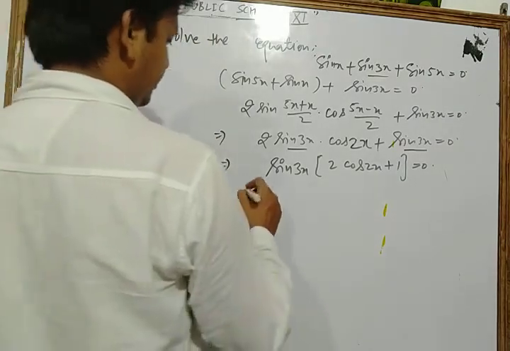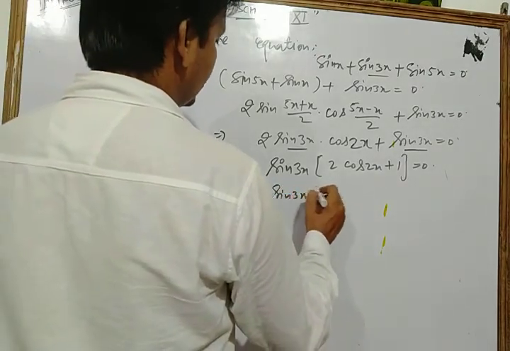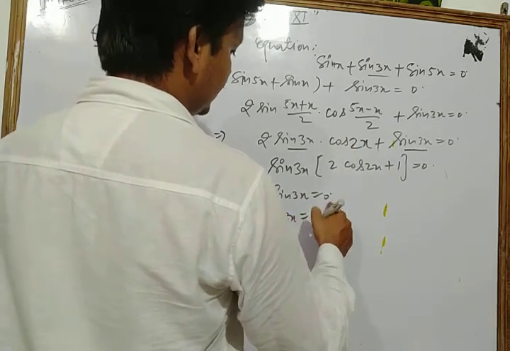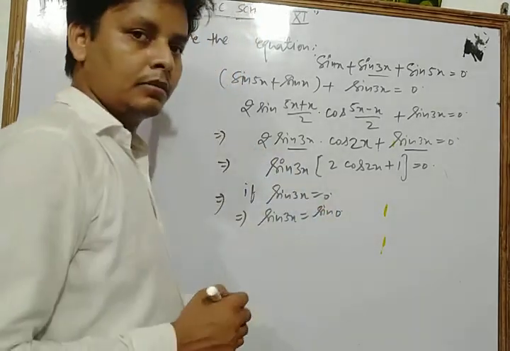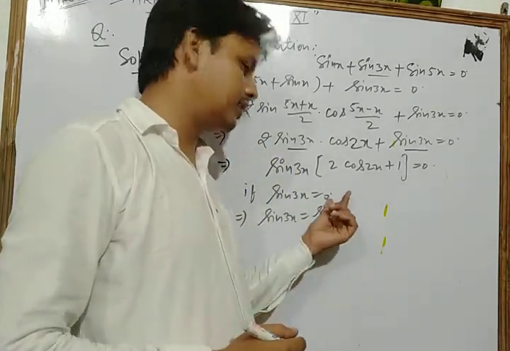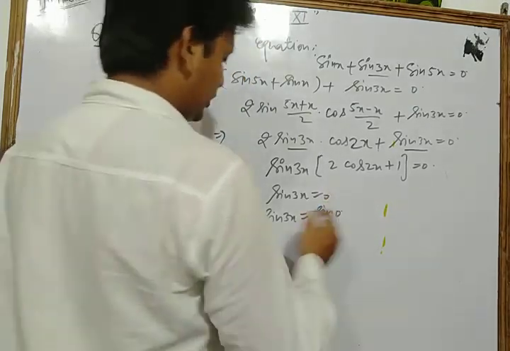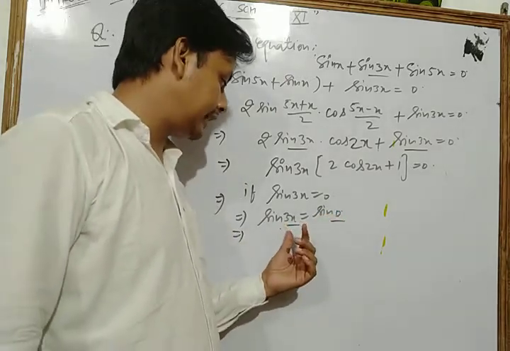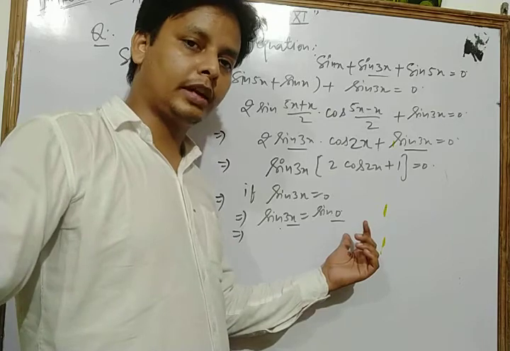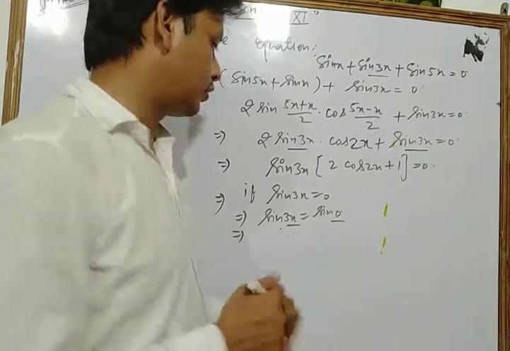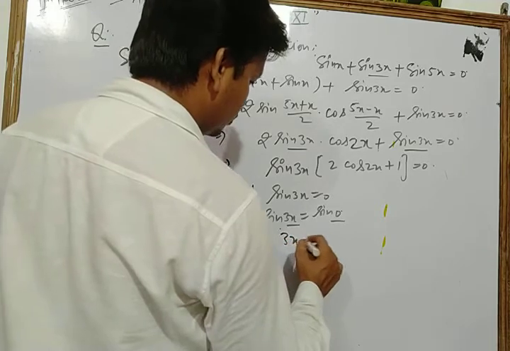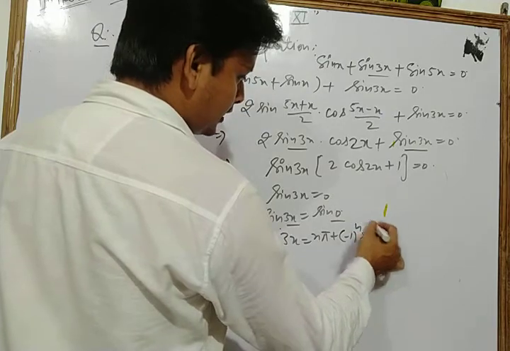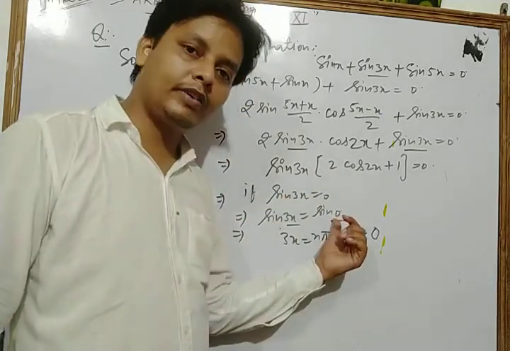Now if sin 3x is equal to 0, this is the value of sin 0, because you know that the value of sin 0 is 0. So this is a trigonometric equation of the form sin x = sin alpha. Here x means 3x, so we have 3x = n pi plus minus 1 to the power n into alpha, and here the value of alpha is 0.